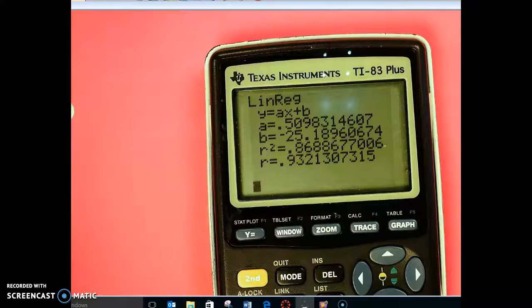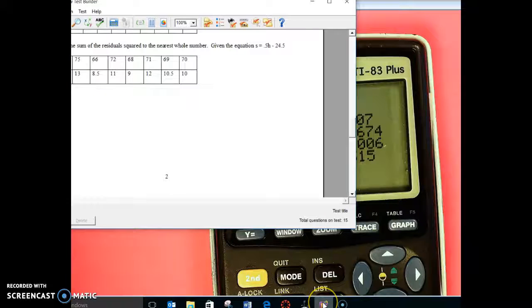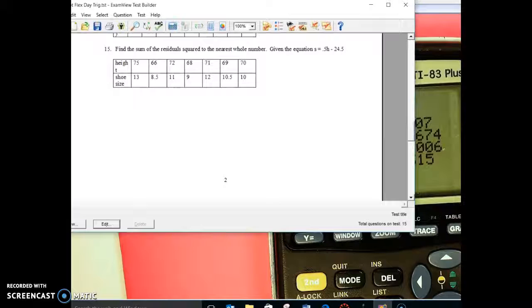All right, the next question I received was over number 15. Let me see if I can pull up 15 for us. So here's 15. Sorry, I was trying to pull this over. Looks like I can't. Okay, so here's the information for 15. It wants us to find the sum of the residual squared.